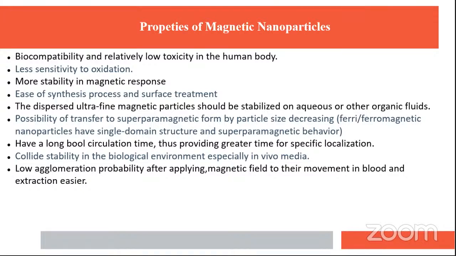And now the properties of magnetic nanoparticles. They are biocompatible and of relatively low toxicity in the human body, less sensitive to oxidation, more stable in magnetic response, with ease of synthesis process and surface treatment. The dispersed ultra-fine magnetic particles should be stabilized in aqueous or other organic fluids. There is the possibility of transfer to superparamagnetic form by decreasing particle size. These are ferromagnetic nanoparticles having single domain structure and superparamagnetic behavior. They have a long blood circulation time, thus providing greater time for specific localization and colloid stability in the biological environment, especially in in vivo media. Because of all these properties, magnetic nanoparticles are mostly used in biomedical fields. So next.